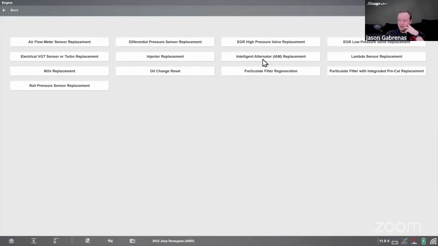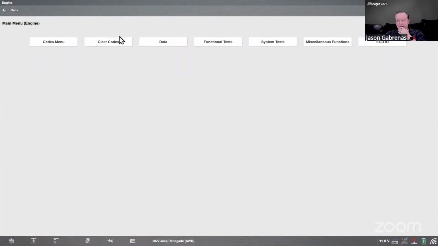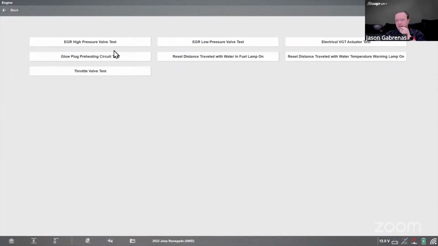So miscellaneous functions: differential pressure sensor replacement, EGR replacement, variable geometry turbo, NOx sensor. That one has injectors too. Let's see, particulate filter, regen right there. So lots available there. System tests: EGR tests, variable geometry turbo tests.